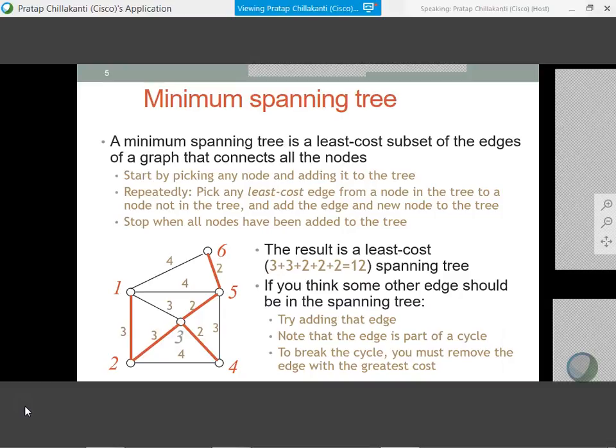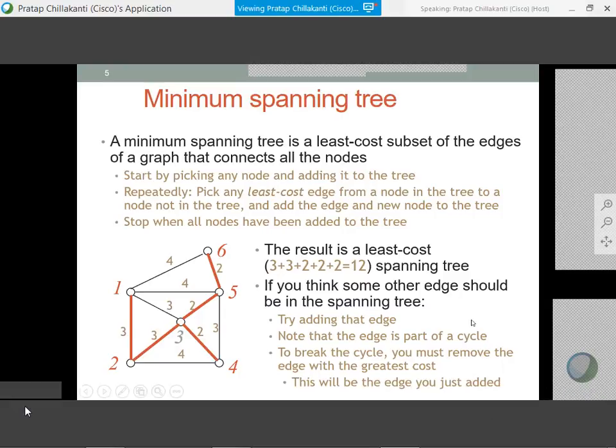Unless all edges have unique weights. Sorry, I think I said it wrong earlier. Unless all edges have unique weights, meaning there are no weights which are repeated. So you can see, to break the cycle, you must remove the edge with the greatest cost, and that will typically happen to be the edge you just added.